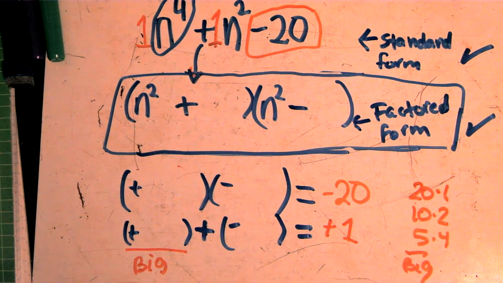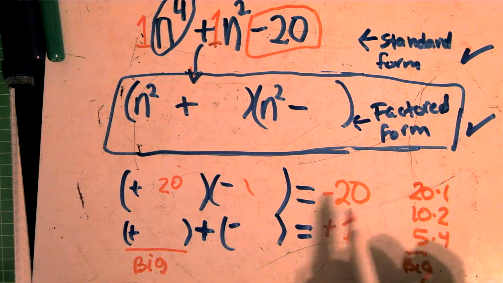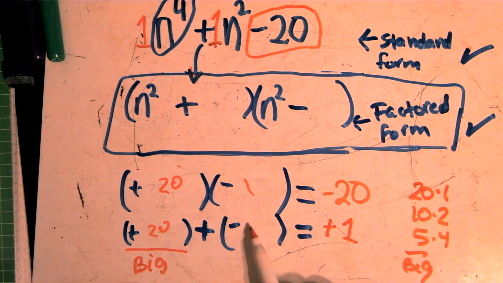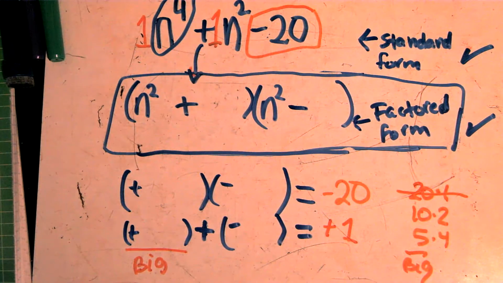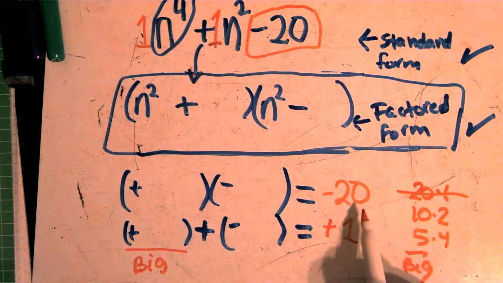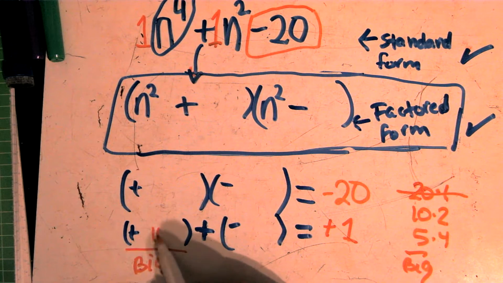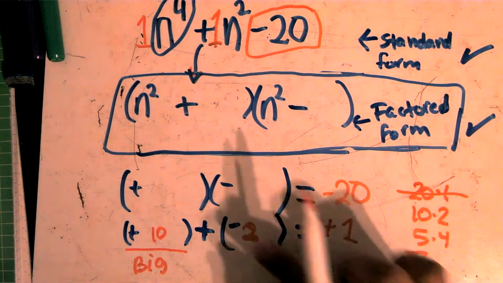So I know automatically 20 and 1 is not going to work. Definitely, it always works for the top. 20 times -1 will give me -20, but positive 20 plus a -1 is going to give me 19. It's not going to give me the positive 1 that I need. Same thing with 10 too, it's not going to work. It will always work for the top, because positive 10 times -2 will give me -20. So you really have to just check the bottom. Positive 10 plus -2 is going to give me 8. So that doesn't work.